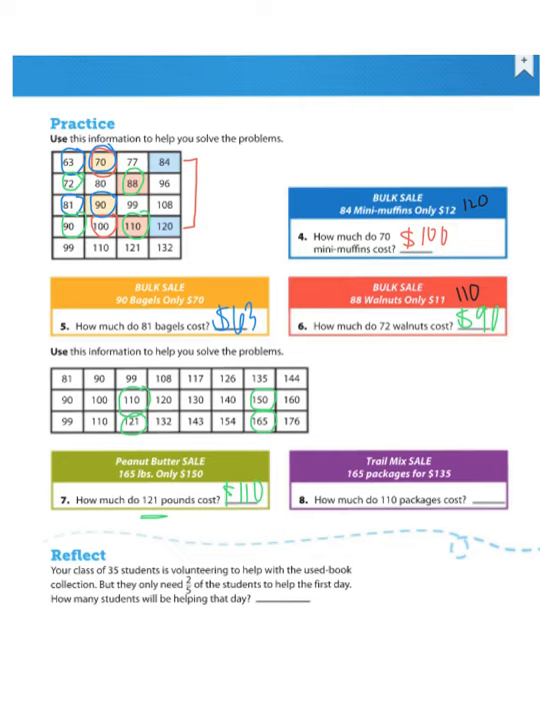And then the purple is a trail mix sale. It's 165 packages for $135. So we need to find 165 on our table here. And we're going to use this same 165 for $135. So they skipped one. And the question says, how much do 110 packages cost? So we're going to find our 110, which is right here. And we're going to skip one, so we would land on 90, so that would cost $90.